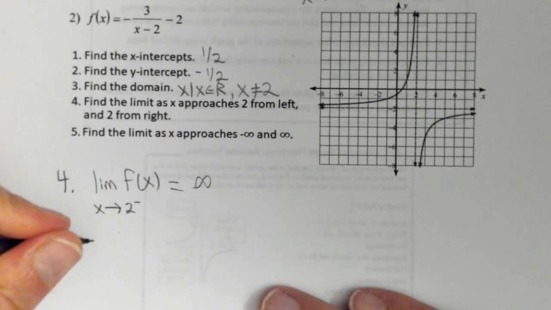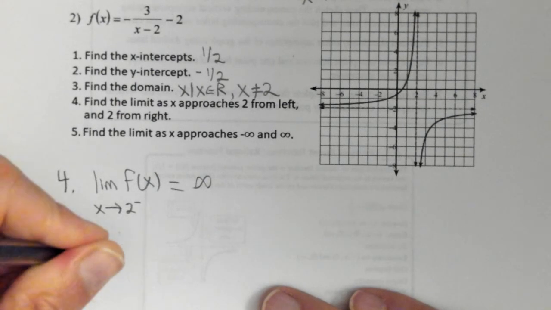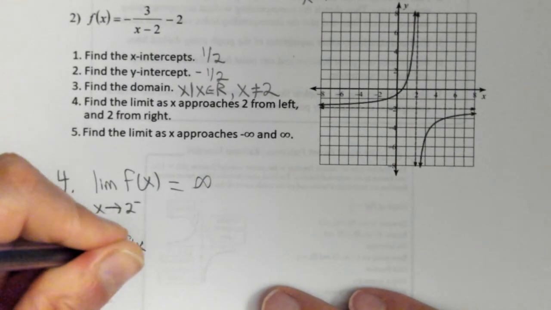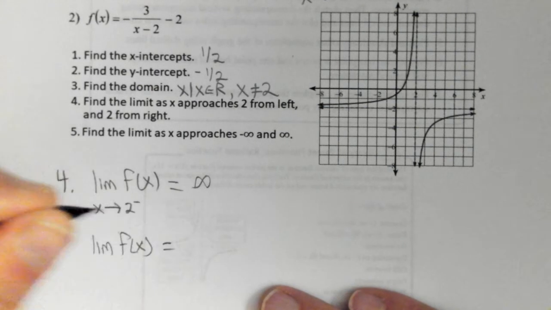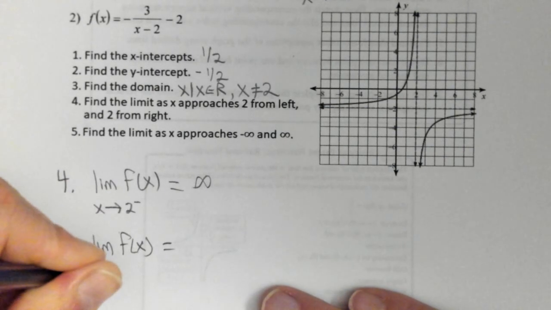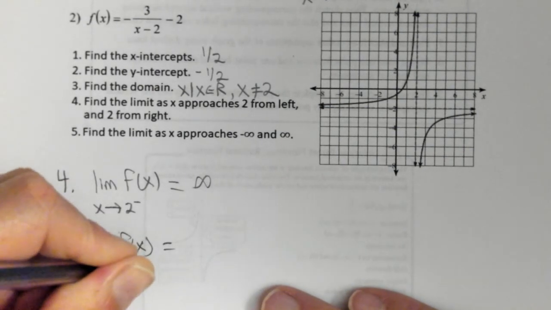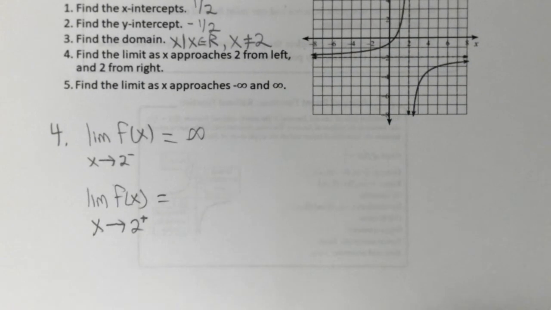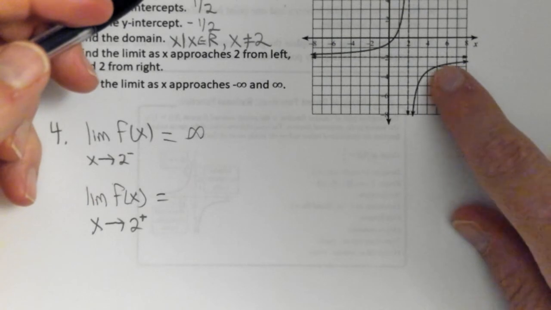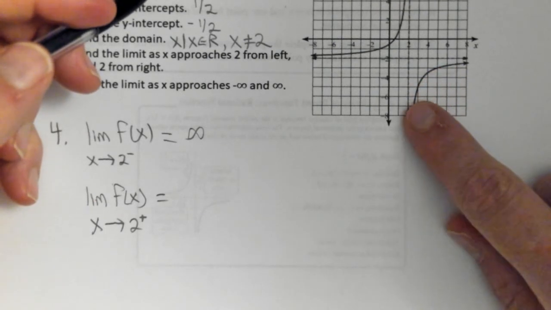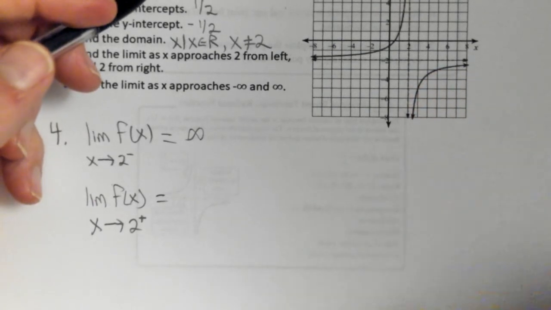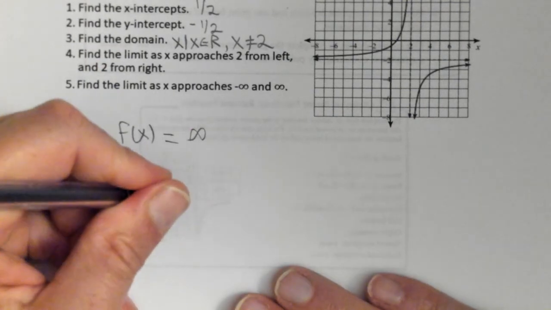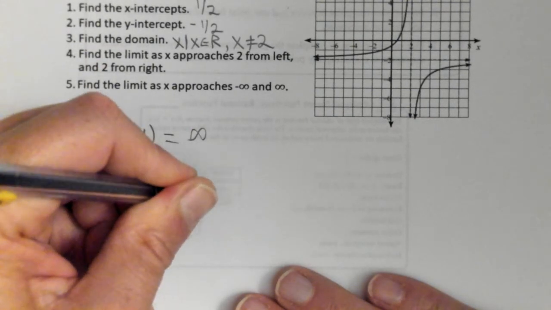Now, the next thing we're asked for is the limit of f of x as x approaches 2 from the right. Alright? Limit of f of x as x approaches 2 from the right. Well, when x approaches 2 from the right-hand side, then notice that the function itself is getting closer and closer to negative infinity. Alright, negative infinity.